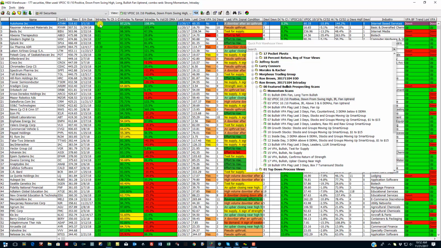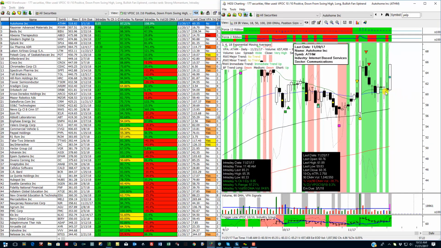So you can see that Auto Home, I'm sorted on raw combo. Auto Home is up 8.05% today, and the intraday range is at 97.21. This volume is running above normal, 108.9% above normal. And if I bring the chart up, you can see that this had a big move up today.